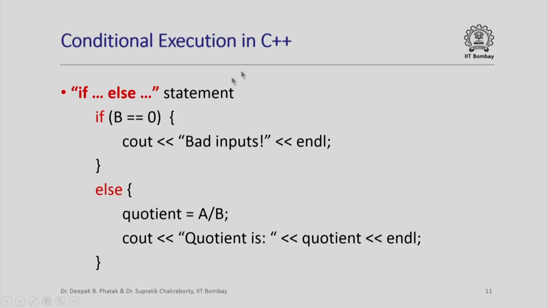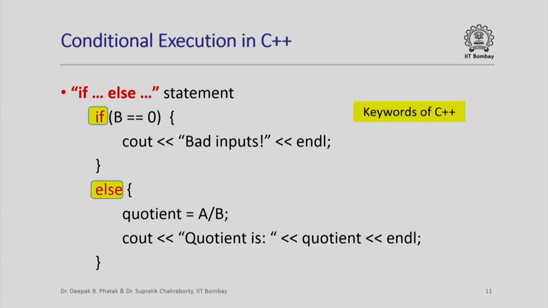In C++ programs, such conditional execution is conveniently represented using if-else statements. So we have a little program here which does the functionality that we required in our original problem. If B is 0, then we are going to output bad inputs, otherwise we are going to compute the quotient and output the quotient. Of course this is not a complete program, I have not shown the variable declarations, other compiler directives, etc., but this is just to focus on the if-else construct or if-else statement in C++ programs.